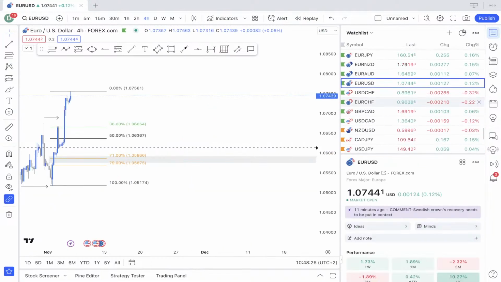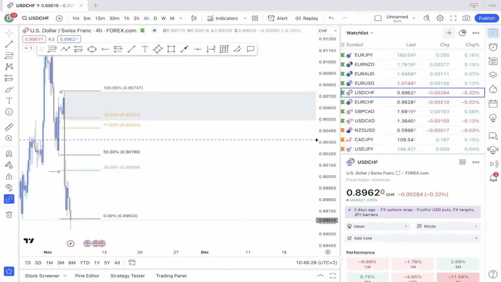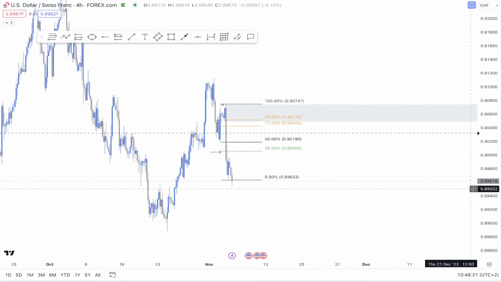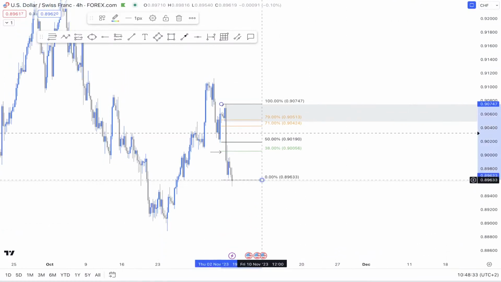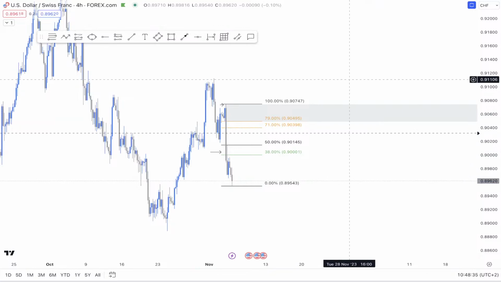Next up, we have a couple more pairs to discuss. We do have a decent amount of setups. I'm not gonna lie, it took me a while to analyze the whole roster today, but yeah, it was definitely worth it.